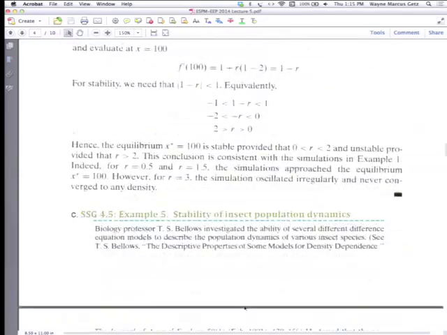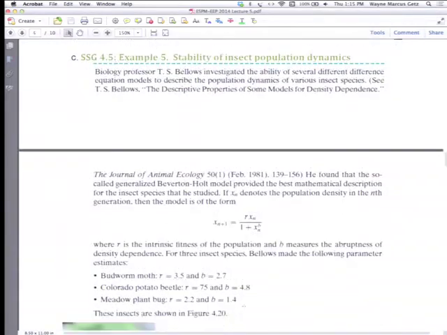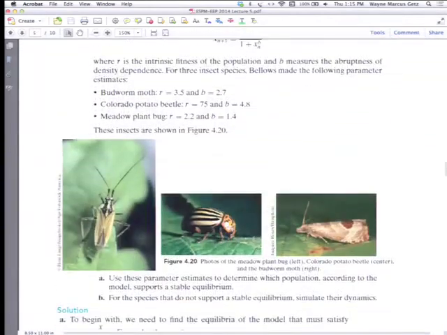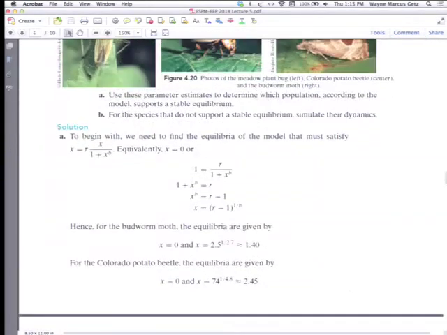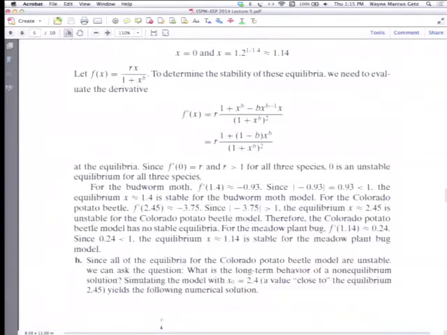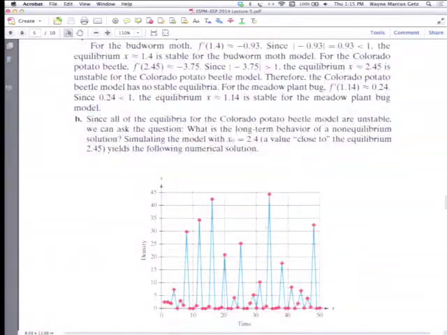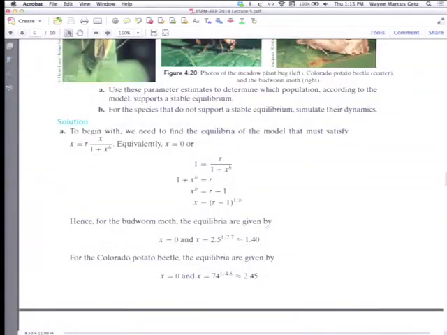Now, I'm not going to go through this with you because you can go through it yourself. This is the example in the homework that we have, which is this particular model. And Bellows applied this model to several different populations of insects. Again, you can analyze this model, take the derivative, and see that for certain values of the parameters in the model, and in this case you have two parameters.